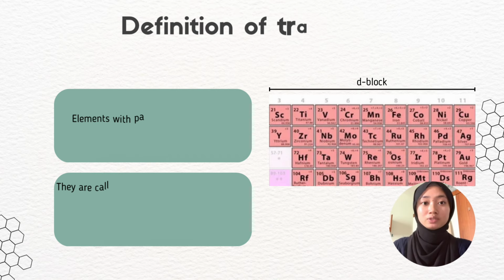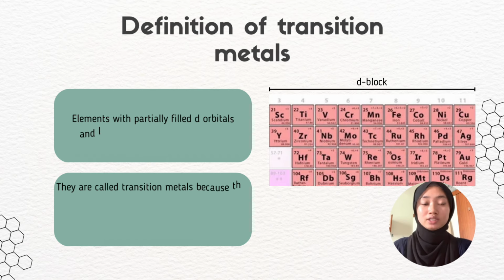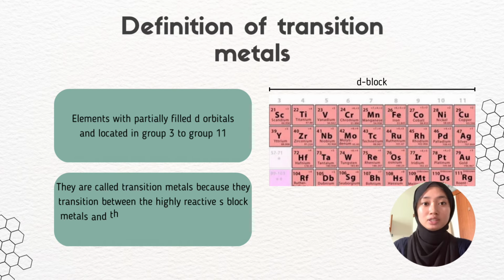The definition of transition metal is: transition metal is an element with partially filled d orbitals and located in group 3 to group 11. The reason why they are called transition metals is because they transition between the highly reactive s-block metals and the much less reactive metals of group 12 and the p-block. The picture shows examples of elements of the d-block.